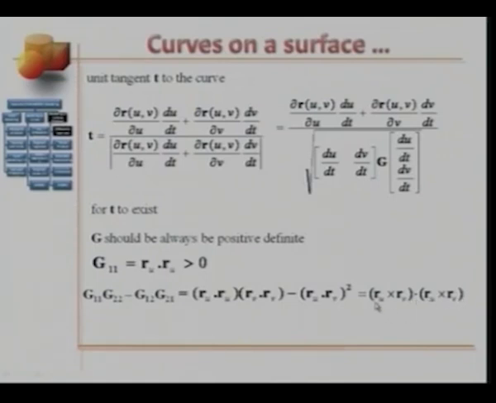And we have seen that r_u crossed with r_v is the normal to a curve and therefore to a surface patch at that point. The dot product of the normal with itself has to be greater than 0. And since the first two and the only two principal minors of G are greater than 0, G is in fact positive definite.